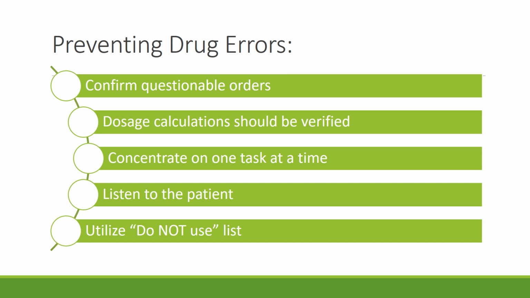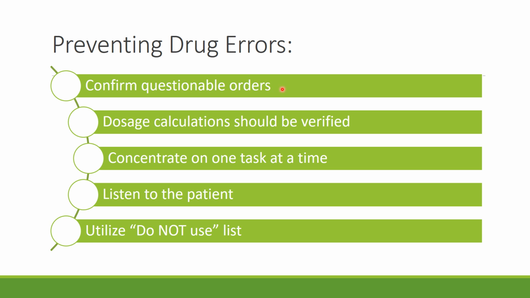What are some ways to prevent drug errors? Always confirm questionable orders with a physician. If you're unable to read the order, or if the dosage appears to be too large for what you know is typically ordered, always check with the physician to make sure that the order has been written as he wants it to be written.